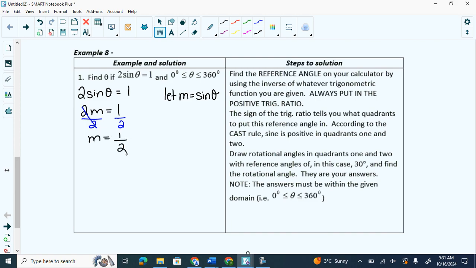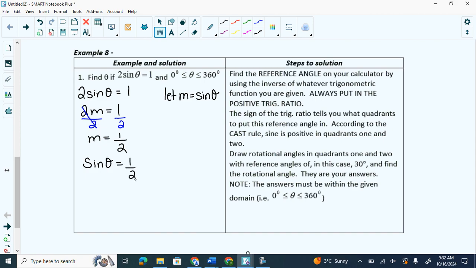Is that true? M equals 1/2? Was there an m in the question? No, we put the m in. So now we'd have to go back and put our sine theta back in. If you change your sine thetas or cos thetas or whatever out with a variable, you have to use a let statement. Let m equal sine theta, or let m represent. So then I go back and I say sine theta equals 1/2.